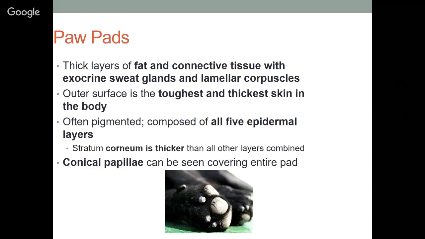There are also little conical papillae that can be seen covering the entire pad. Now this conical papilla is just a little projection that stands up like a little finger. If you look very closely on the paw pad, you can see little dots, and those are the conical papillae. You'll also see these little conical papillae on the top of the nose. So if you have a dog or cat in front of you, take a look and see if you can see the conical papillae. The reason that we bring this up is that there are diseases that will cause the conical papillae to disappear.